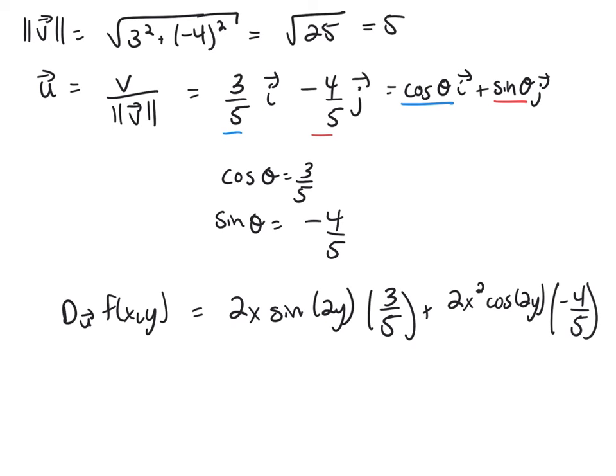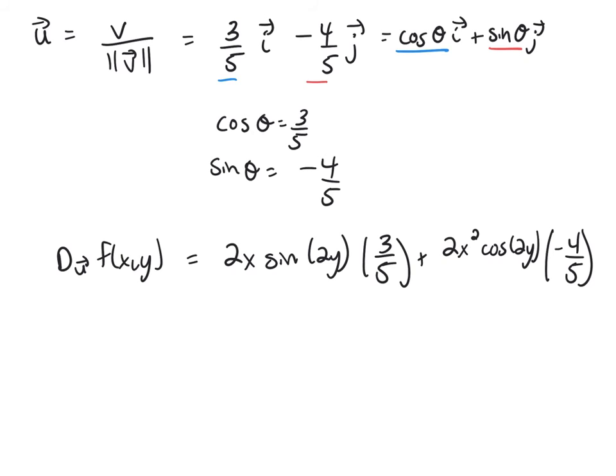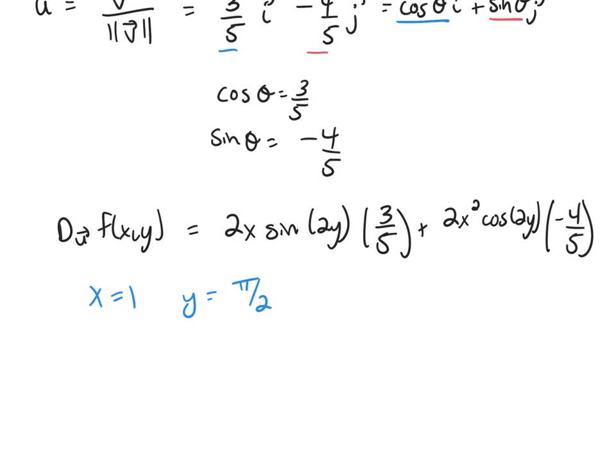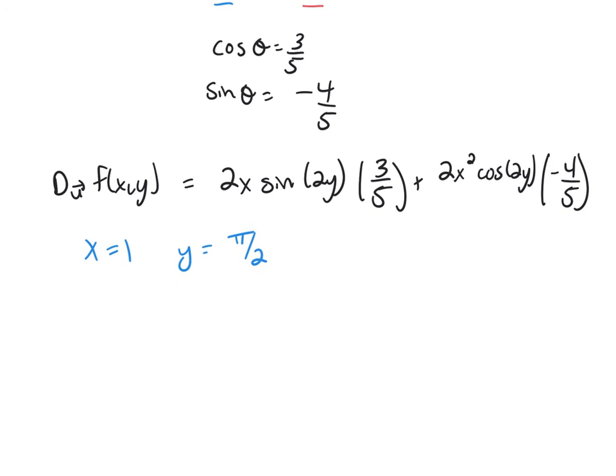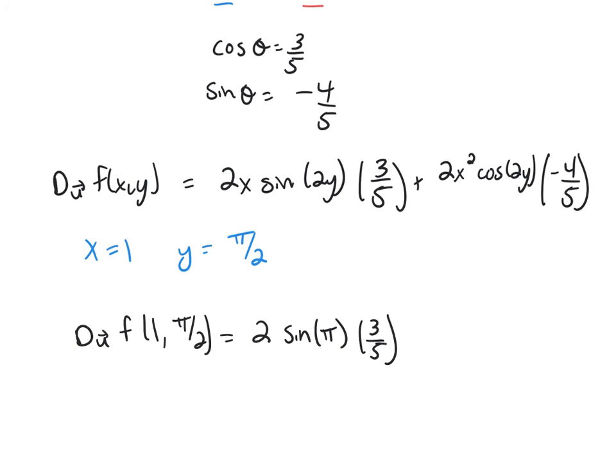So now all I've got to do is plug in my point, and in my point I was told x equals 1, y equals pi over 2. So plug that in to get my directional derivative. So I'll get 2 sine of pi times 3/5 plus 2 cosine of pi times negative 4/5.